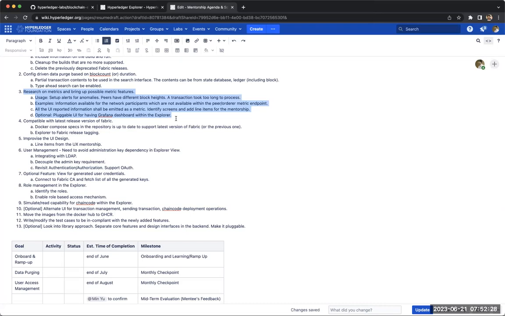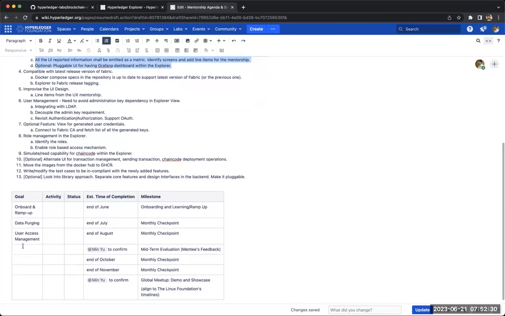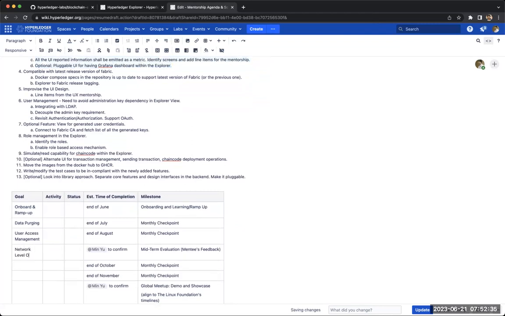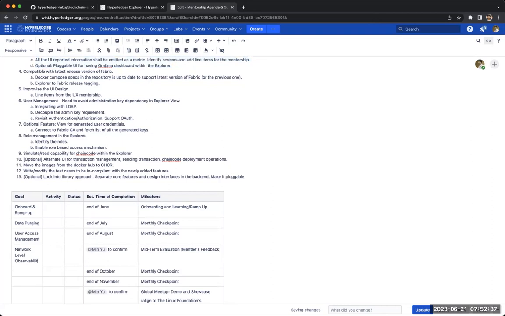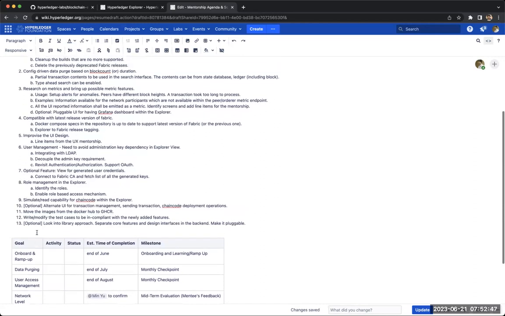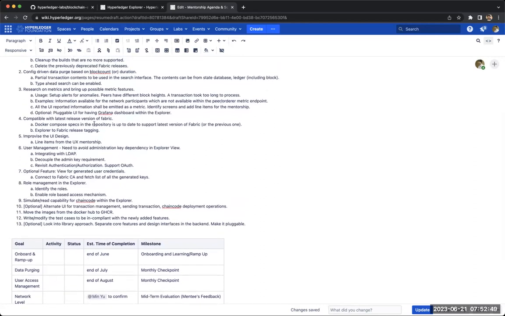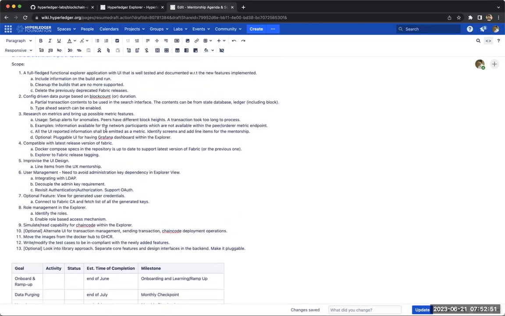Network level. And all these features that we discussed so far are going to help in product adoption, and they are going to fix some of the problems that users face today. It's going to be good from an adoption standpoint.